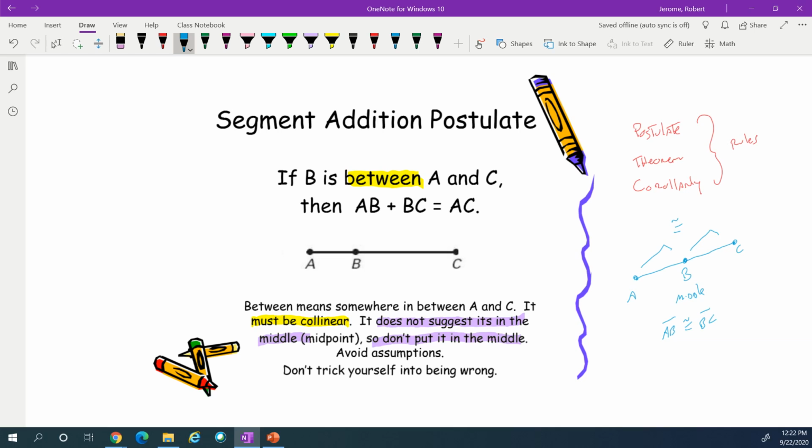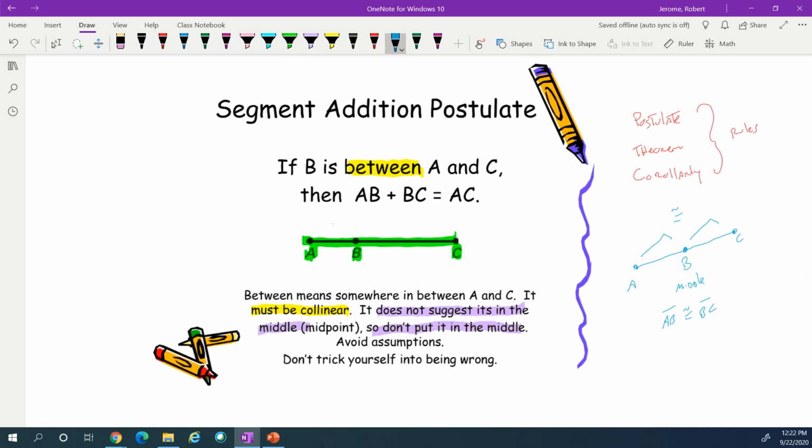Now that we understand that, let's look at what this rule actually tells us. And we have a picture of it. B is between A and C. So I draw a picture and I label my points. And what we're saying here is that the first little segment plus the second little segment equals the total. And you can see that written out in the language of geometry. Segment AB plus segment BC equals segment AC.